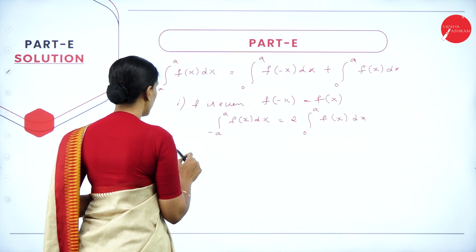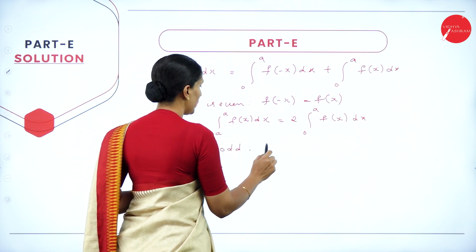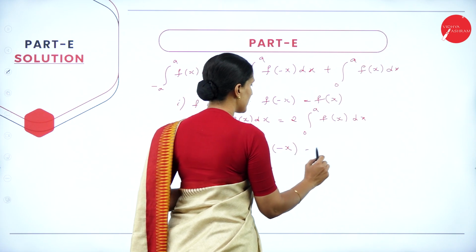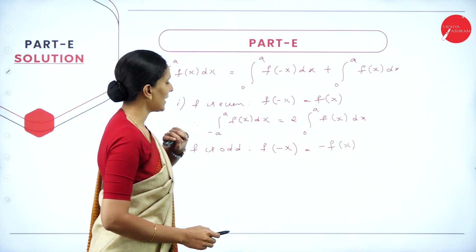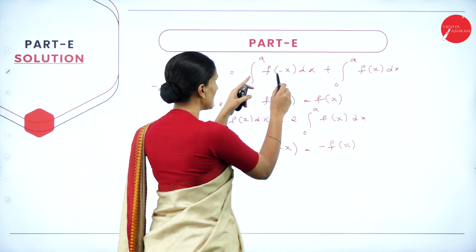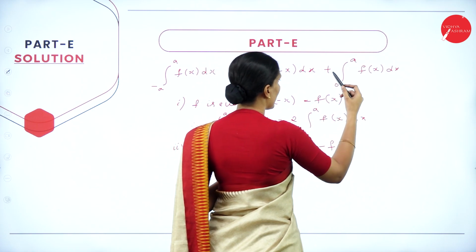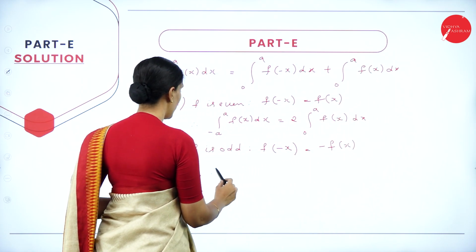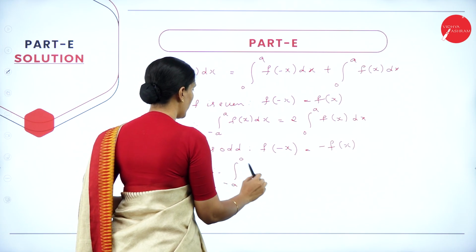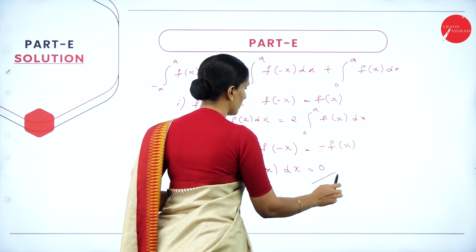Now case 2, f is odd. So f is odd means f of minus x is minus f of x. So if we replace f of minus x by minus f of x in this integral 0 to a, then minus f of x cancels with the 0 to a plus f of x. So therefore here integral minus a to a f of x dx becomes 0.